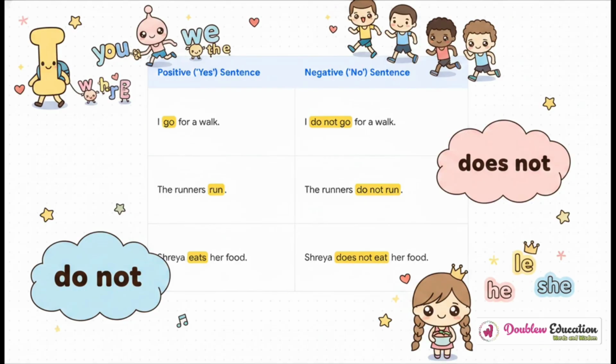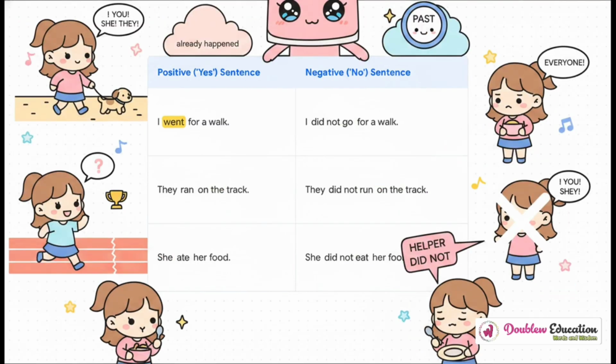So how do you know which helper to use? It's actually a pretty simple pattern. You use do not when you're talking about I, you, or any group of people, like the runners. But if you're just talking about one person, like Shreya or he or she, then you use does not. So the runners run becomes the runners do not run. But Shreya eats becomes Shreya does not eat. Got it?